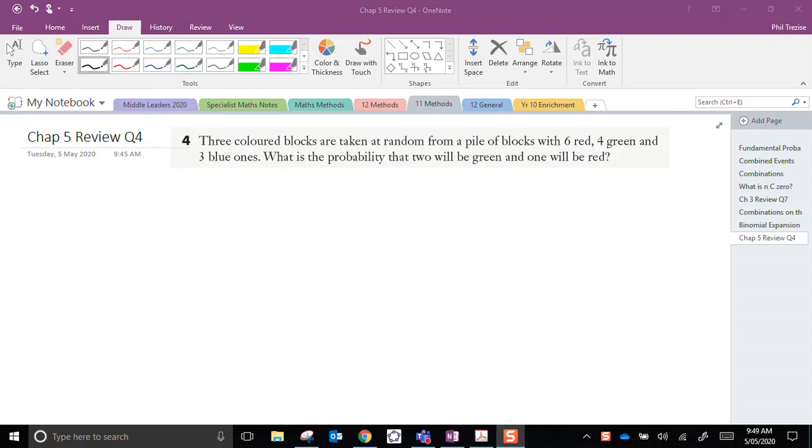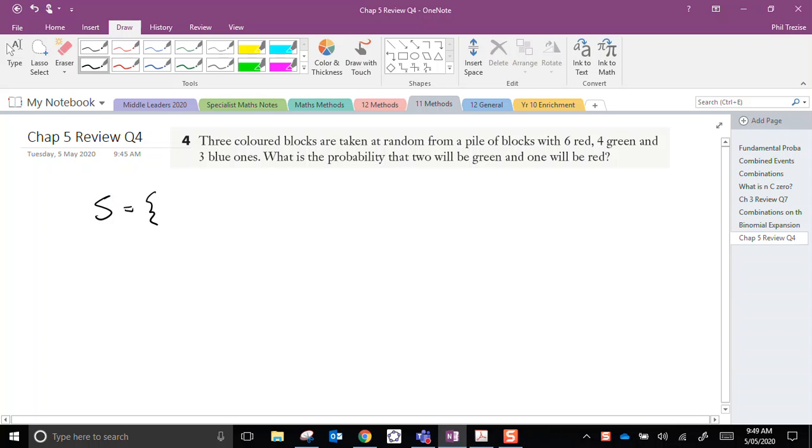So we have a question from the Chapter 5 review. Here it is: 3 coloured blocks are taken at random from a pile of blocks with 6 red, 4 green and 3 blue ones. What is the probability that 2 will be green and 1 will be red? So let's consider our sample space first of all.